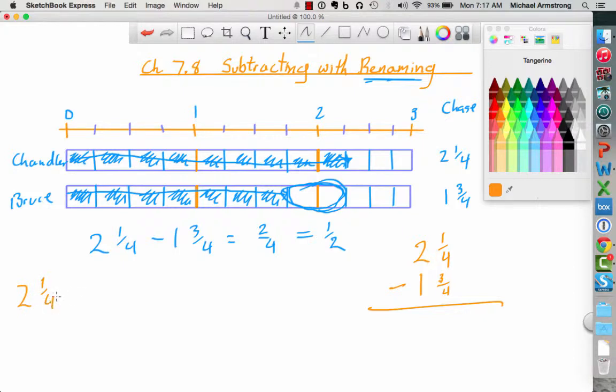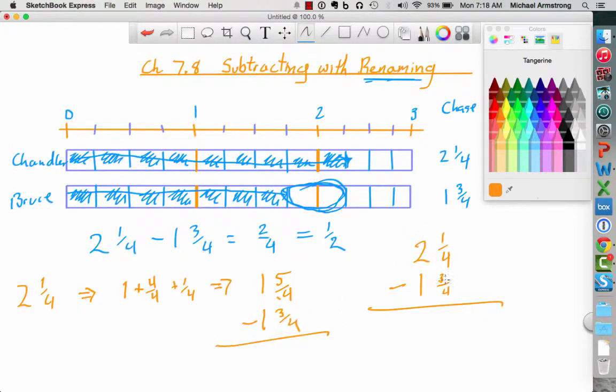2 1/4 becomes 1 plus 4/4, that's our 2, plus 1/4, and that becomes 1 and 5/4. Now this is a mixed improper fraction, which is a little strange, but now I can subtract 1 and 3/4.